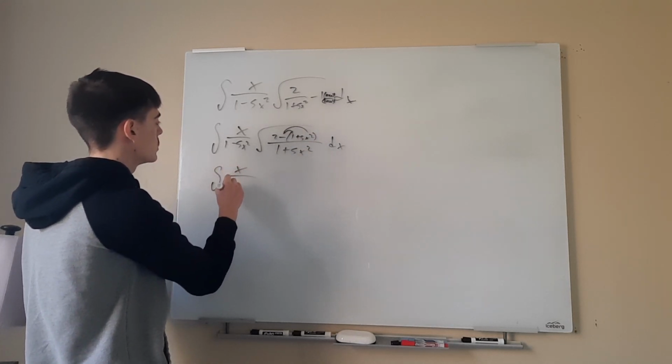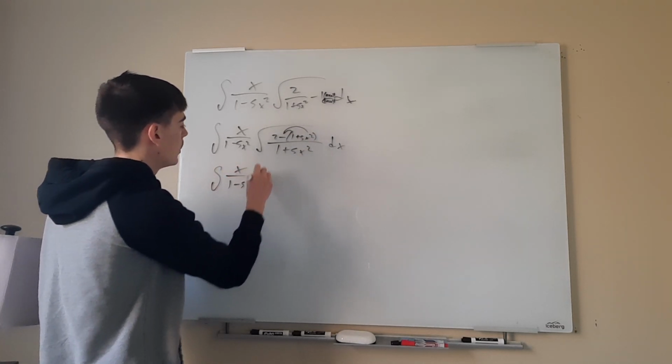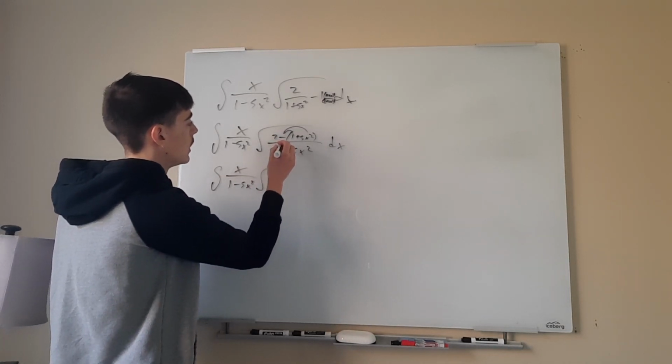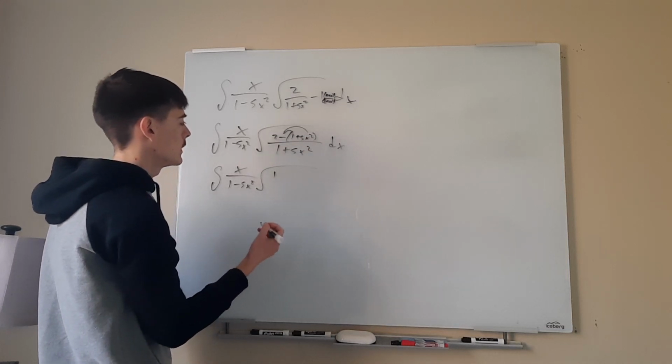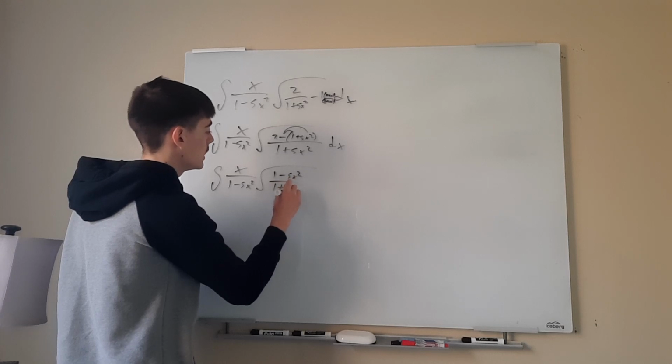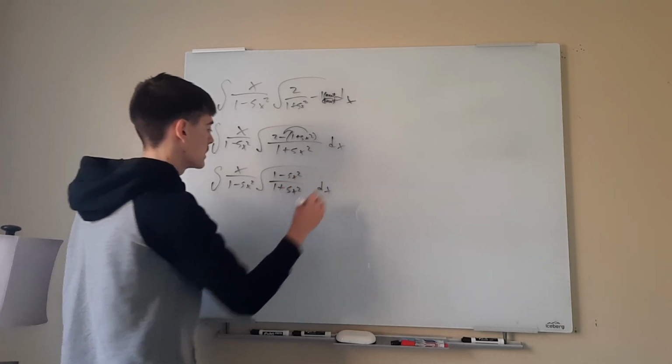So we'll still have x over 1 minus 5x squared. But under the square root, 2 minus 1 is just going to give us 1. And then distributing this minus into the 5x squared, it will just be a minus 5x squared now. And still over 1 plus 5x squared dx.